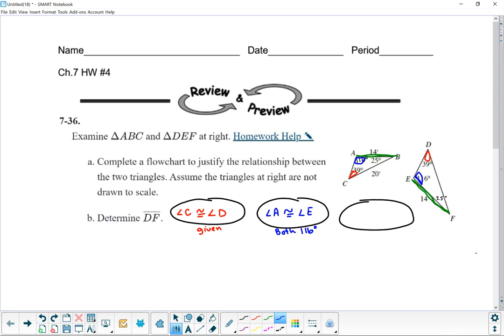And then the last one, I'm going to do AB, the line segment AB, is congruent to the line segment EF. Okay, and this one's given.